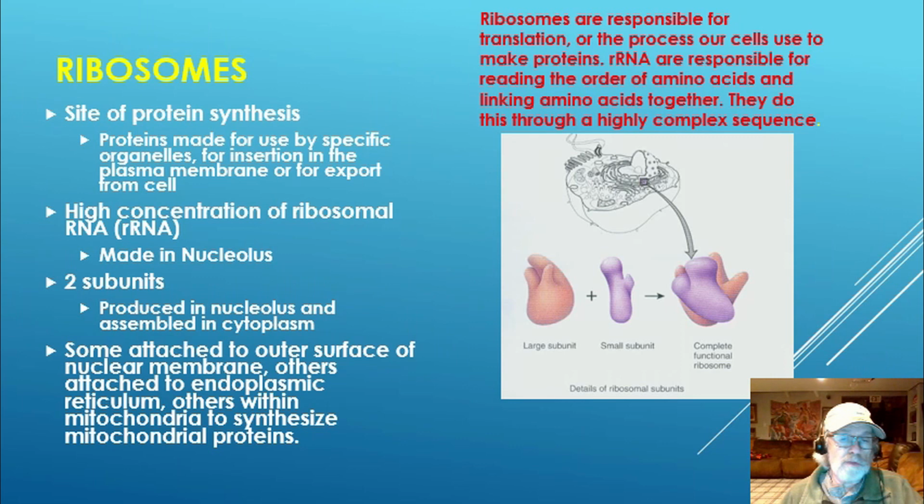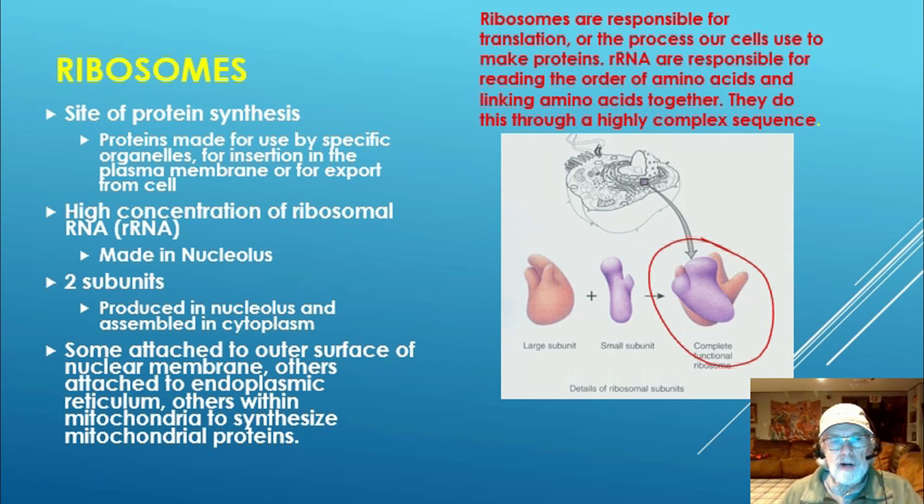In other words, the organelles might need a specific protein to carry out their particular function, or sometimes the plasma membrane, because we know it's protein and lipid combinations. So we might need some protein that's used in the cell membrane, or sometimes we just have protein that is going to be made inside the cell and shipped out of the cell to use somewhere else. We find that ribosomes are basically two subunits that are made inside the nucleolus.